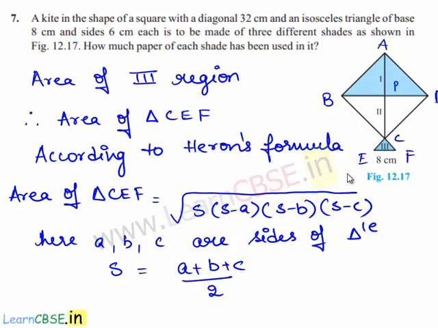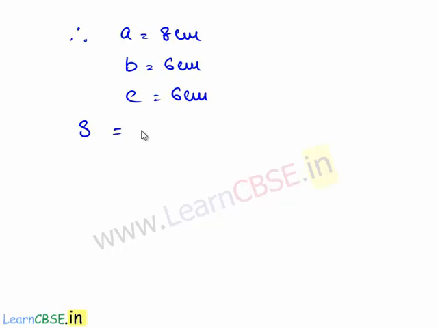In the question, the base of the isosceles triangle is given as 8 centimeters and its equal sides are given as 6 centimeters. Therefore, let a is equal to 8 centimeters, b is equal to 6 centimeters and c is equal to 6 centimeters. So now we calculate the semi-perimeter, which is a plus b plus c divided by 2. So this is equal to 20 divided by 2, which is 10 centimeters.